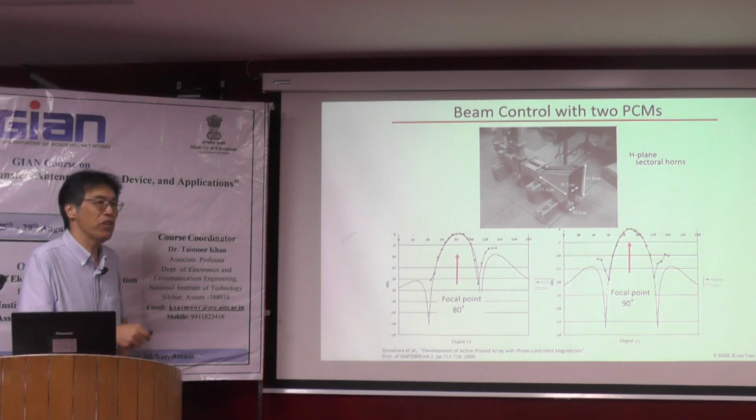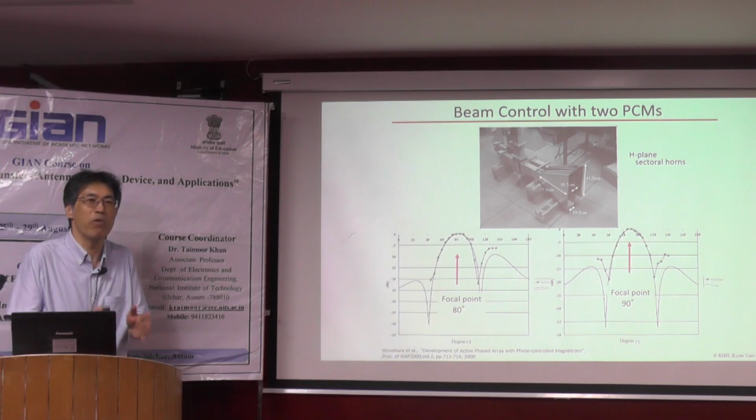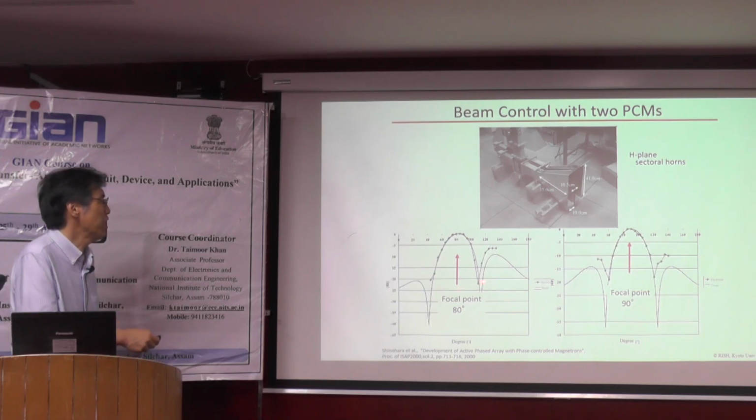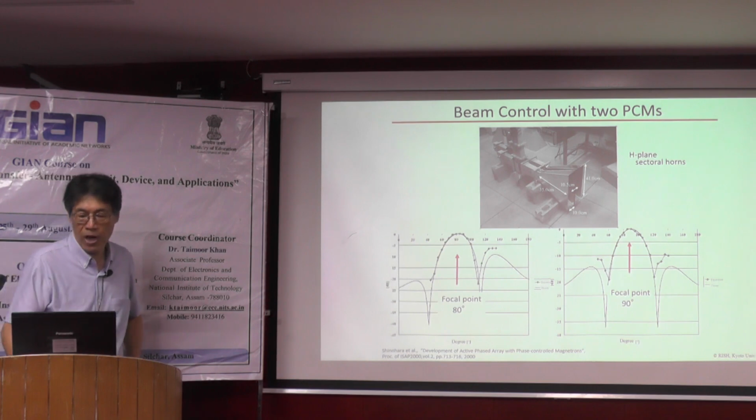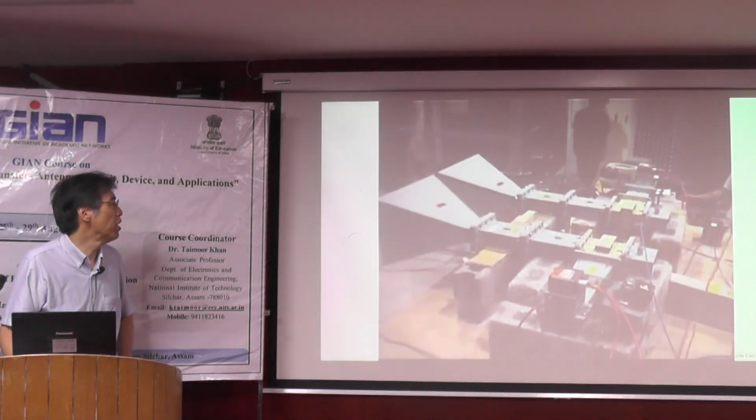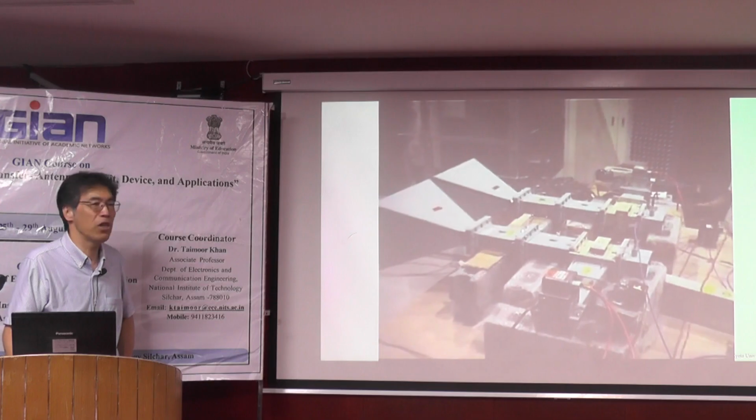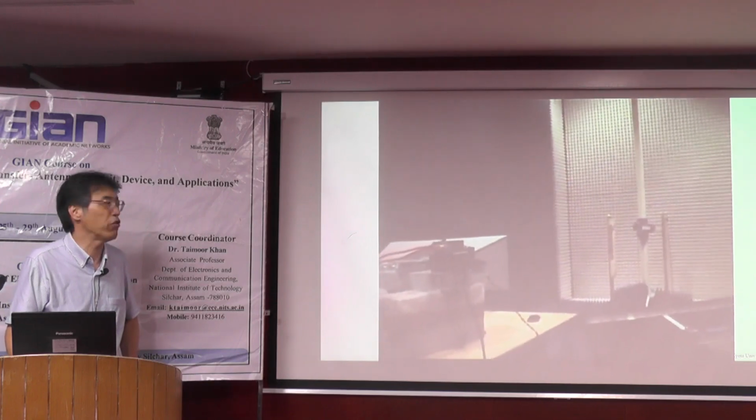With the help of this technology, at first we demonstrated the phased array with two magnetrons. Theoretically, we can control the beam direction with at least two elements. Here you can see we control the beam direction at a 90-degree focusing point and an 80-degree focusing point. And this is a demonstration movie of the developed two-element phased array antenna with two magnetrons.